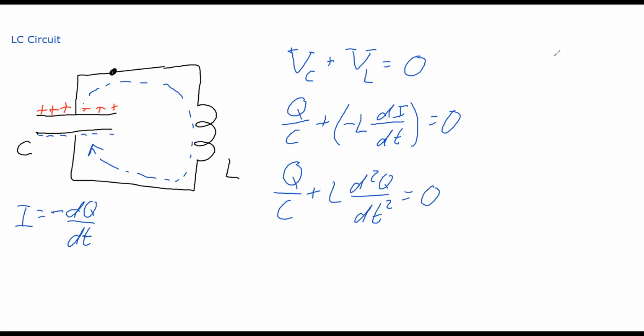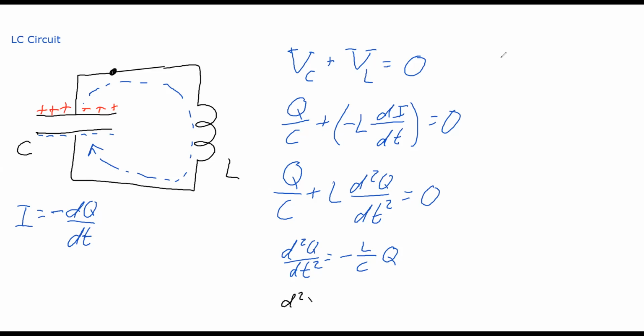Okay, so let me rearrange this, so that d squared Q over dt squared is by itself on the left side here. I get negative L over C Q. Now that should look familiar. Maybe it doesn't. Maybe some of you are not at the point of your physics mastery where you can see that equation and recognize it. Let me show you a similar equation that you've seen before in your previous physics class.